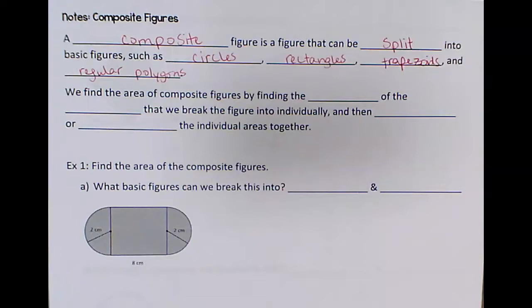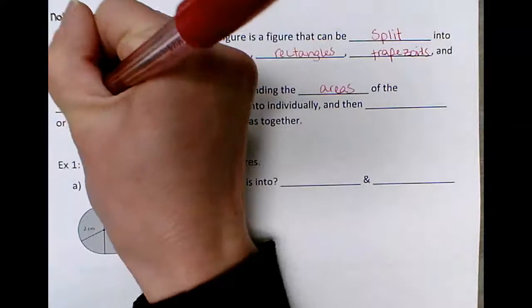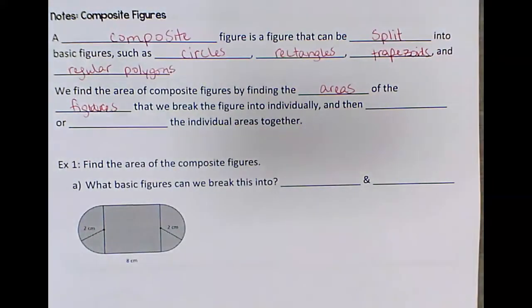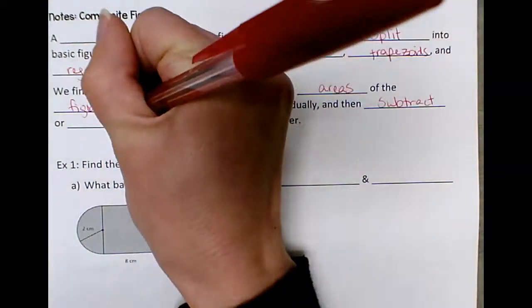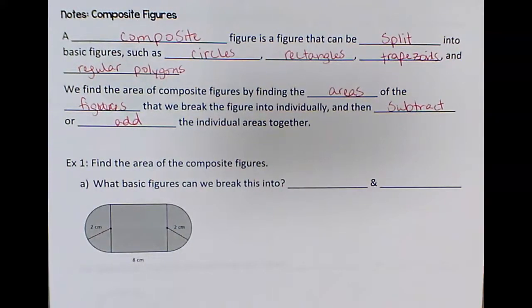So we find the area of composite figures by finding the areas of the figures that we break the figure into individually. So the areas of all the little shapes that we break it down into, and then subtract or add the individual areas together. So we might be adding the area of a square and a triangle to make the composite figure's area, or we might be subtracting one area out of the other. It just depends on the shape.